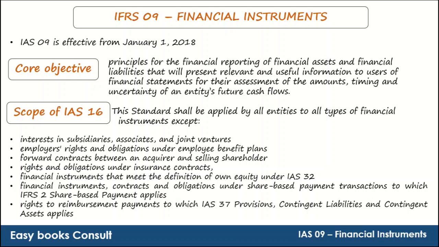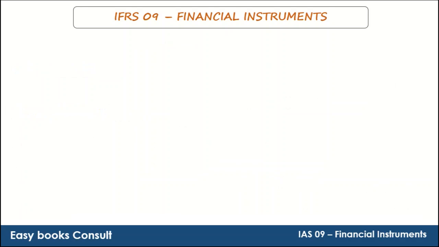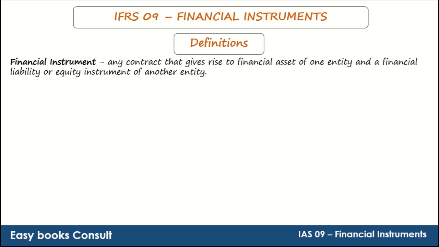Now let us look at the definitions of the various terms that we will come across in this IFRS. Financial instruments. A financial instrument is any contract that gives rise to a financial asset of one entity and a financial liability or equity instrument of another entity.